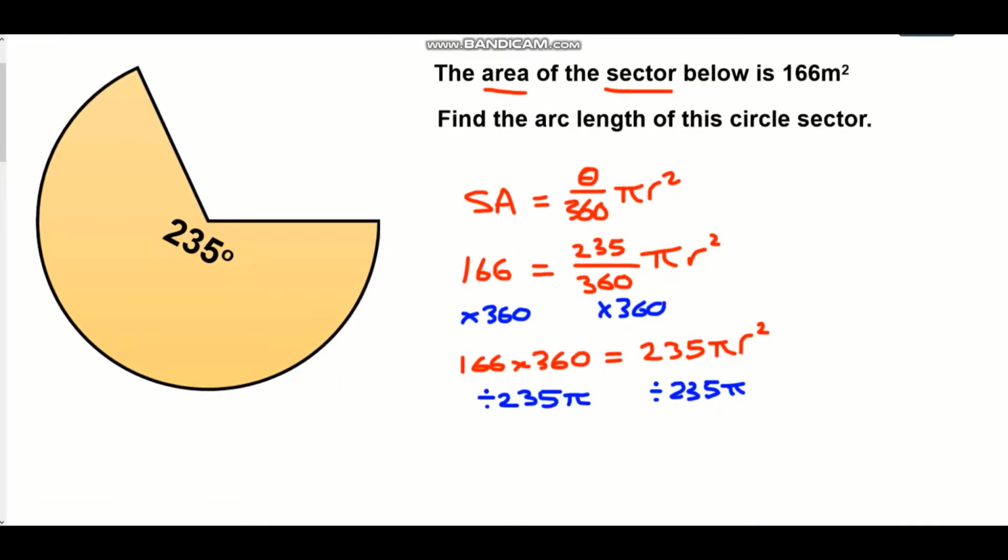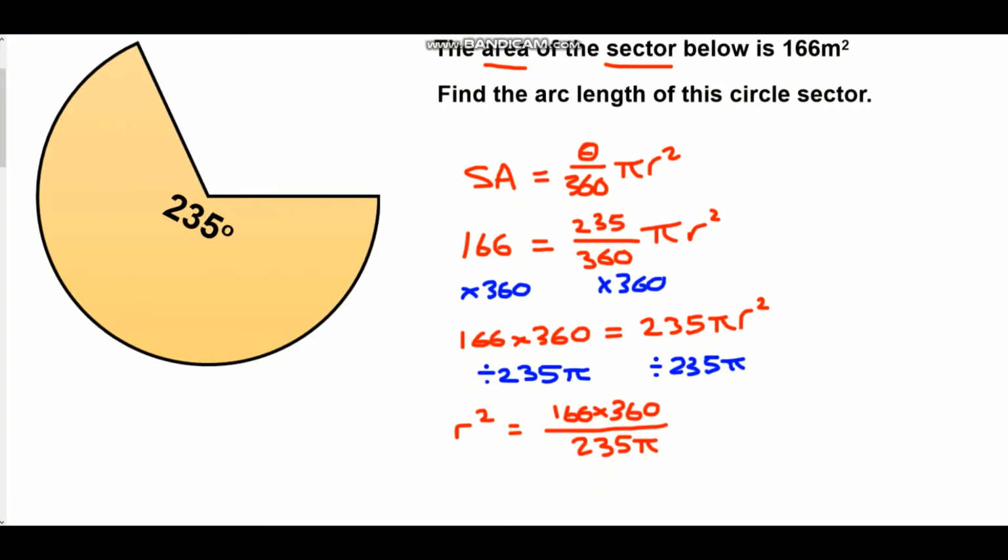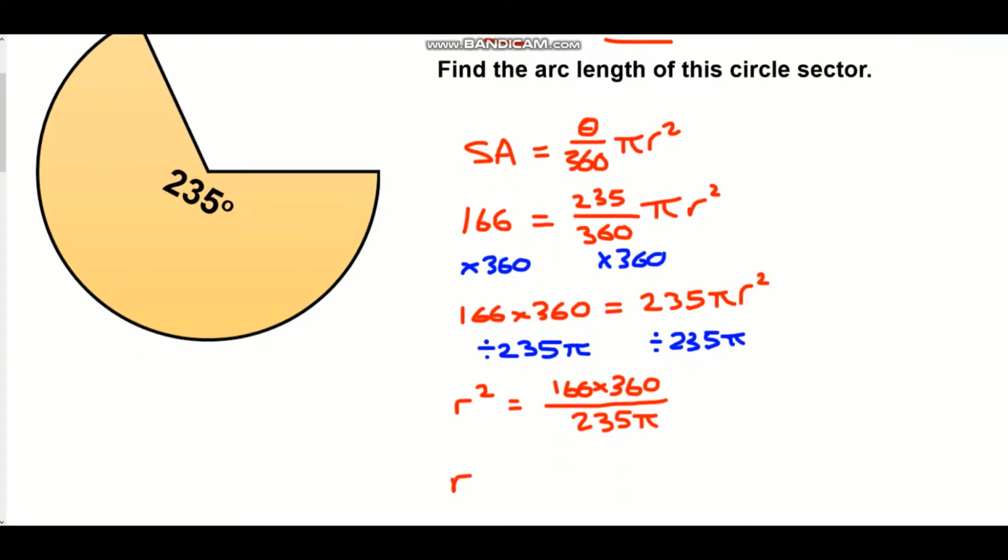I'm a bit pedantic about wanting my variable on the left hand side, so what I'm going to do is flip this equation around and I'll get r squared is equal to 166 times 360 all divided by 235 pi. And that means that the radius is equal to the square root of all of that.